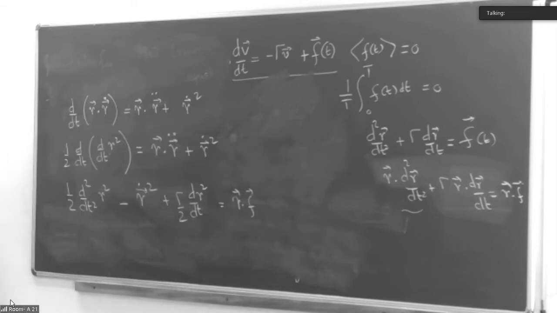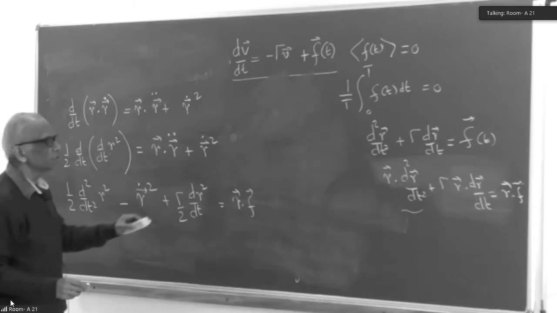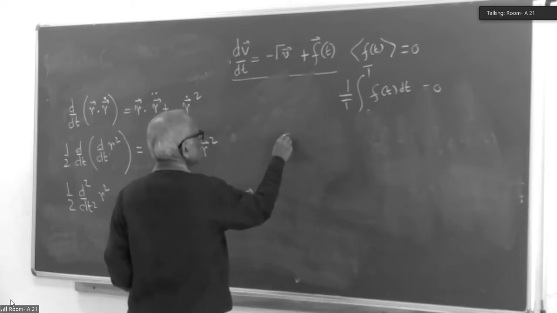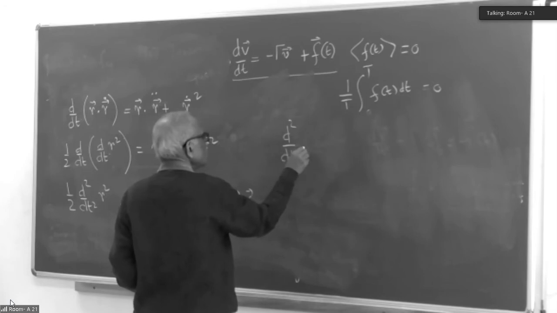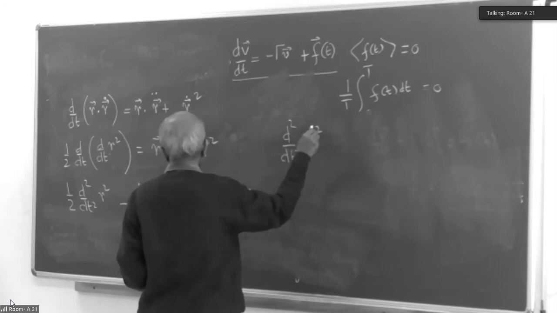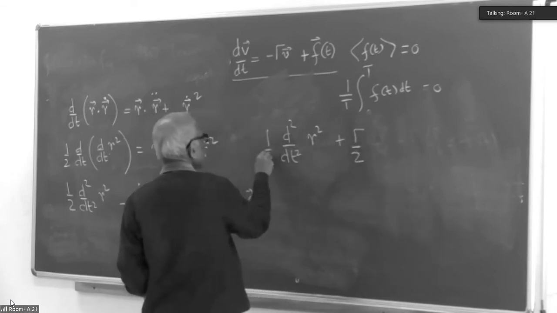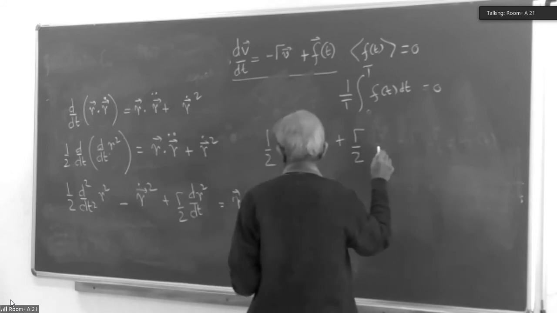So all right, now I can get rid of this here. So my dynamics has become d2/dt square of R square plus gamma by 2 d/dt of R square, equal to V square plus R dot F.